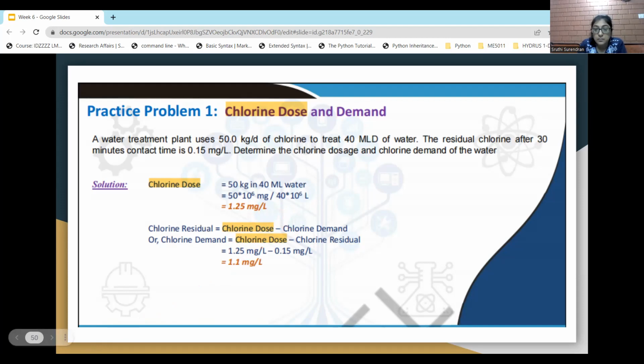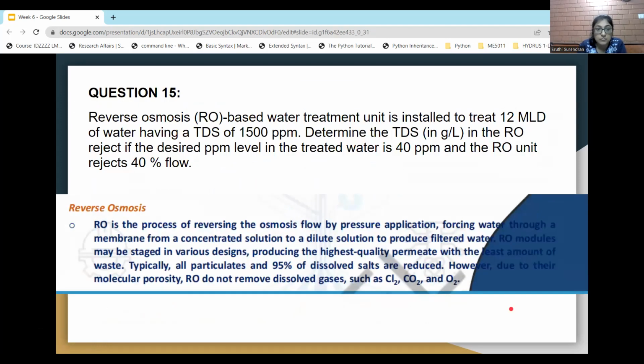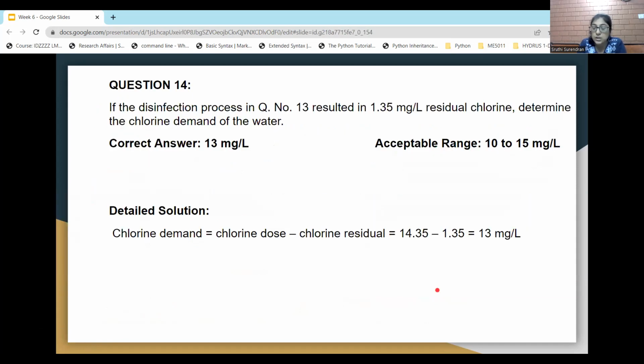So this is also one important part of this chlorination portion. Finding out chlorine dosage, finding out chlorine demand. They'll give either of the two values and they'll ask you to find the chlorine dosage, or they'll give the weight of the value, amount of water flowing into the tank, and they'll ask you to find the chlorine dose and chlorine demand after giving residual chlorine value.